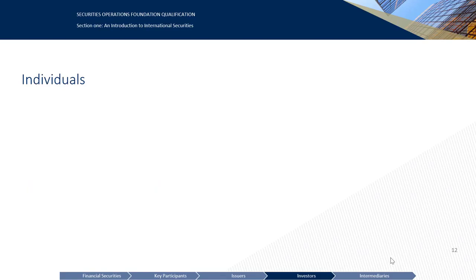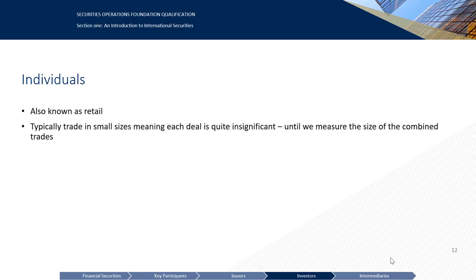Let's look first at individuals. This group is also known as retail. Retail, by contrast with wholesale, means small size. So this tells you that most individual investors will be providing small size funds to our issuers. So since individuals normally trade in small size, each of their deals is rather insignificant. However, if we add them all together, we find they're not insignificant. Their significance comes in aggregated size.